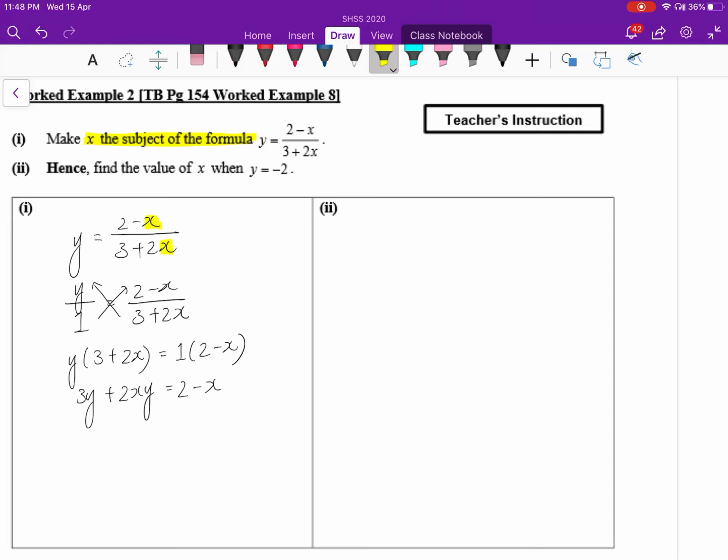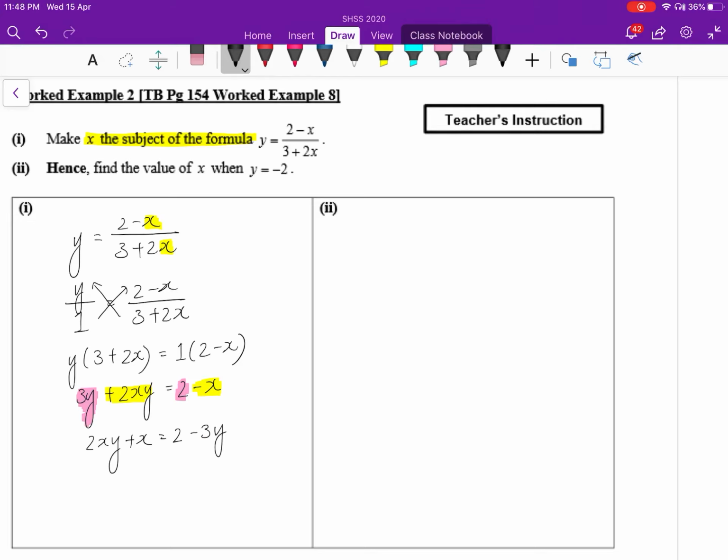Now, I want you to identify the position of the x. If you notice, there's an x here and there's an x here. Now, I want you to put them all on one side. So let's say I want all my x to be on the left side and all my other terms which have no x will be on the right side. So I'm just going to put the yellow highlighted terms all on one side. So it's going to be 2xy plus x equals, I bring over the 3y, 2 minus 3y. Now, the secret is here.